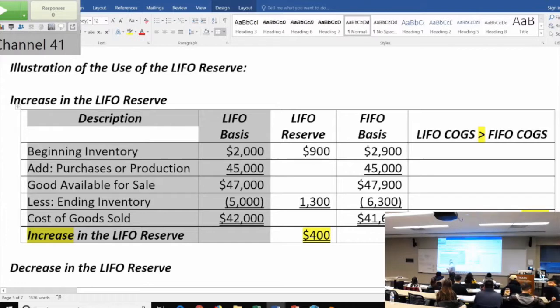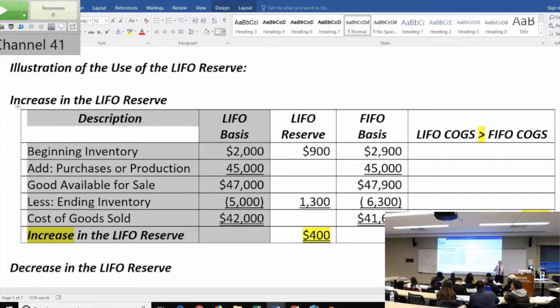So on the balance sheet, you've got beginning inventory of 2,000, you purchased 45, goods available 47, ending inventory is 5, COGS is 42. You go to the balance sheet and you look at the LIFO reserve. The beginning LIFO reserve is 900. So if you were converting the balance sheet, you just have to add 900 back to LIFO to get to the FIFO basis. At the end of the year, the balance sheet under LIFO is 5,000. If you go to the footnote, you find the reserve of 13, and you get the ending inventory under FIFO. So it's that simple.